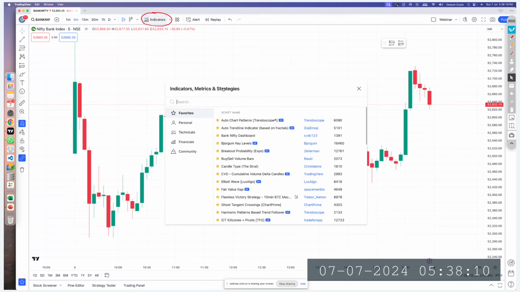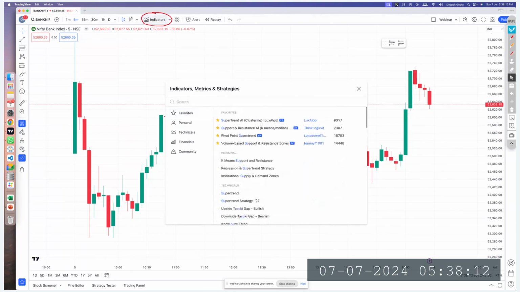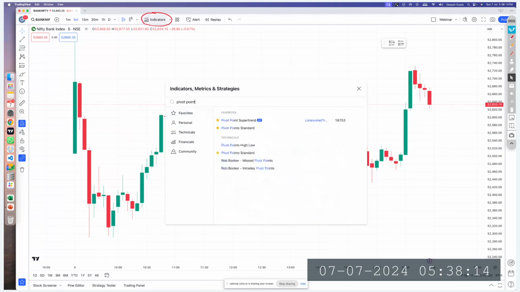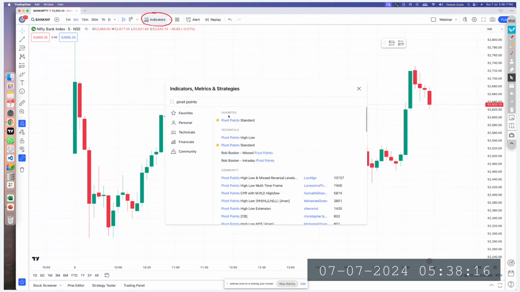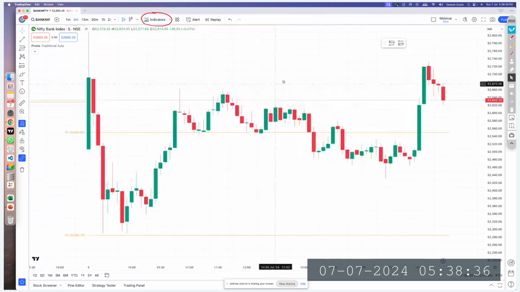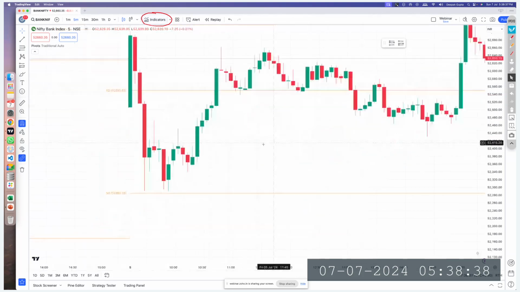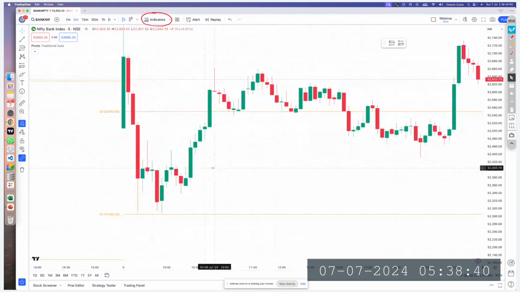And all you need to do is just say pivot points. Pivot points is what you have to apply to your chart. Pivot point is another name for support and resistance combined. These are some key price levels where the market is likely to stabilize. So once you click on that, you can see there are a couple of lines plotted here in orange.